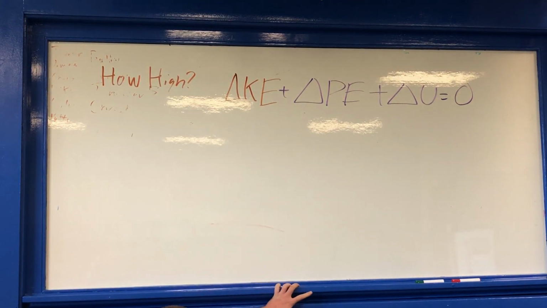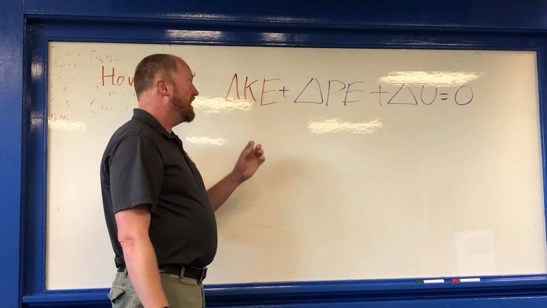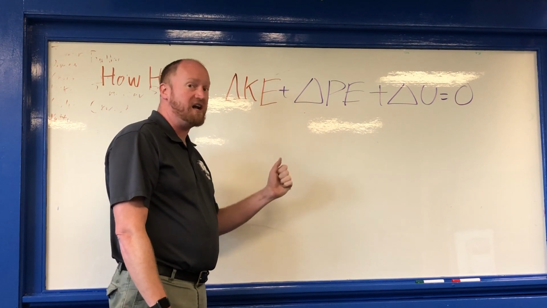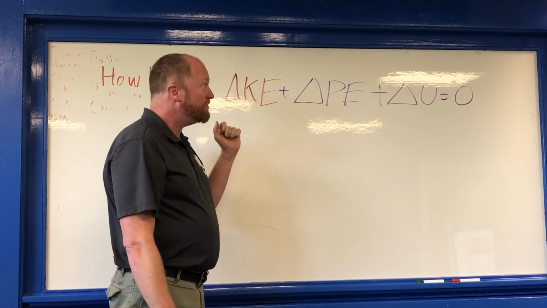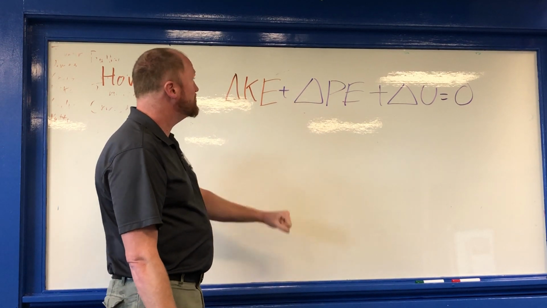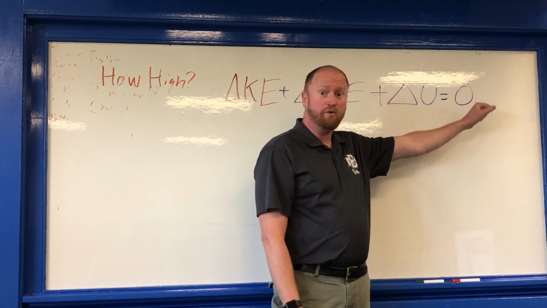So in this activity, we're going to do how high, how fast, how long. We started with this equation, or how high, how fast, how hot. So we're starting out with this equation. Now you've seen this equation before. The change in kinetic energy plus the change in potential energy plus the change in internal energy equals 0.